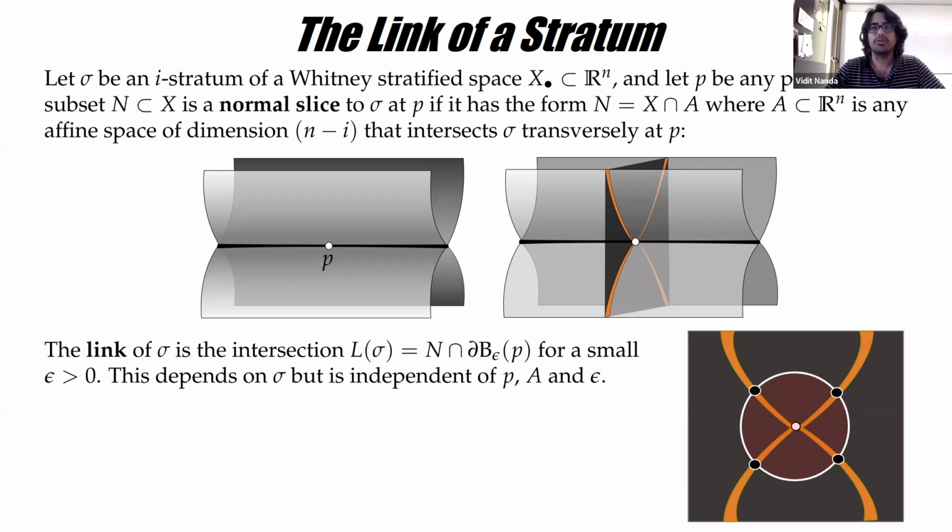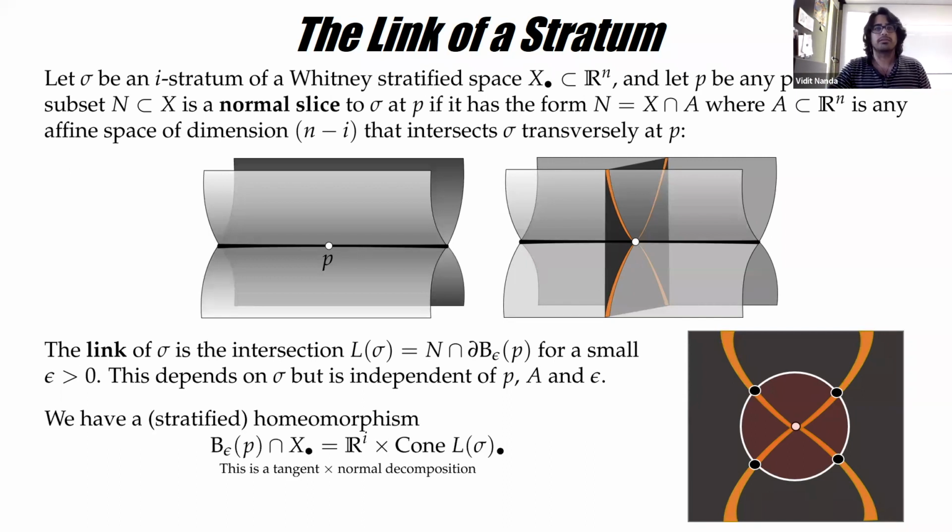And this is going to be dependent on the stratum you chose. So it'll depend on the line, but it won't depend on the choice of the point P. It won't depend on the choice of the transverse plane. And it won't depend on epsilon for epsilon sufficiently small. And if you want to get aggressive about what sufficiently small means, basically, for no radius smaller than epsilon should the boundary sphere become tangent to the orange stuff. That's the definition of small enough.